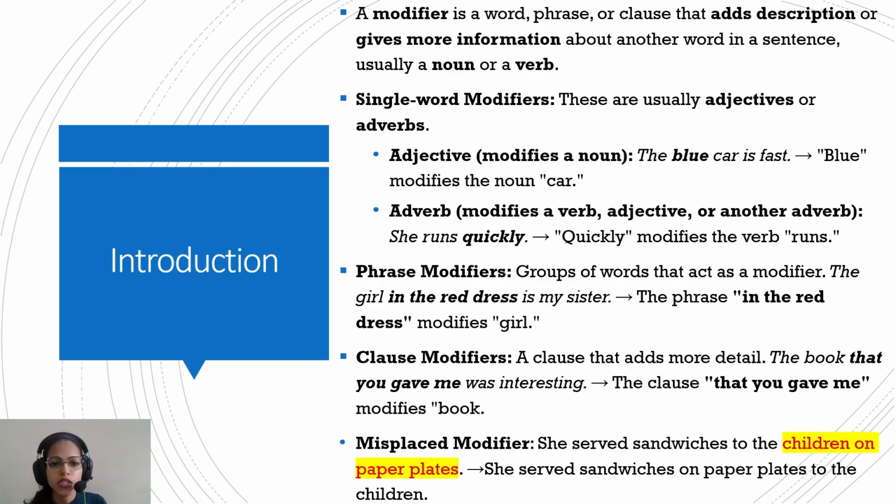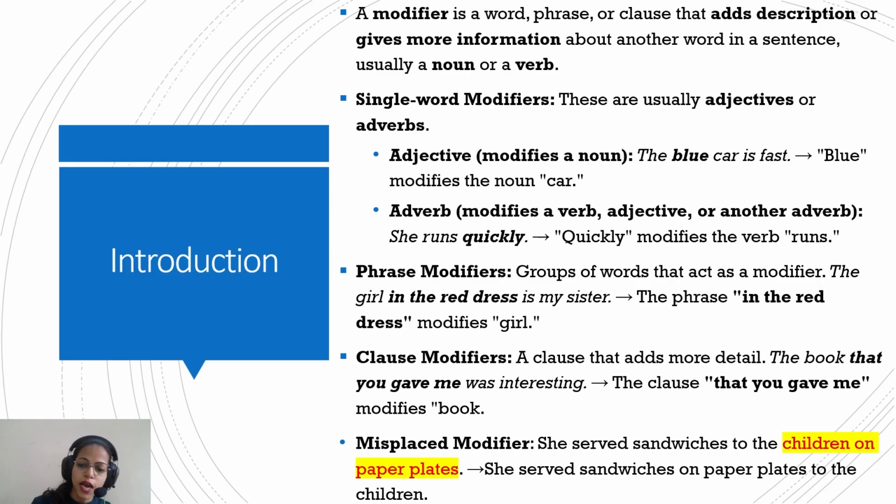For example, adjectives and adverbs could be single word modifiers. The blue car is fast. So here, blue is modifying the noun car. It's an adjective, but it's also a modifier. Same is the case with adverbs, because they modify the verb. So she runs quickly. Quickly modifies the verb run. Now phrase modifiers are groups of words that act as a modifier. The girl in the red dress is my sister. So the phrase in the red dress modifies the noun girl. So that's also a modifier.